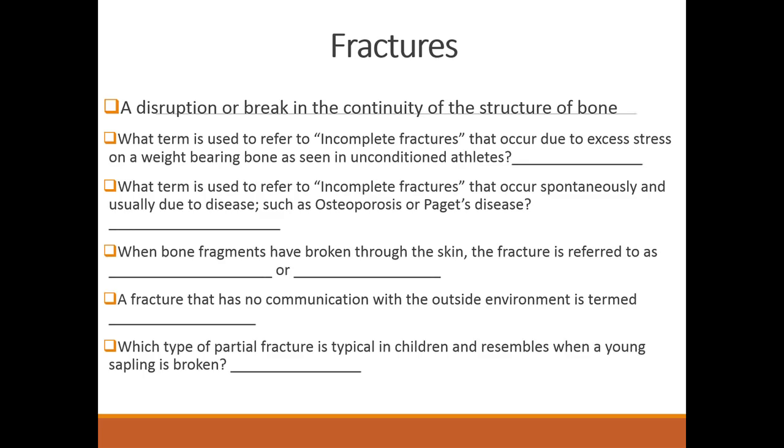So a stress fracture might be seen in the femur or the lower tibia fibula, weight-bearing bones, usually in unconditioned athletes. So a fracture occurs more with stress that is placed on the bone than the bone is able to absorb, and so we see that occurring.